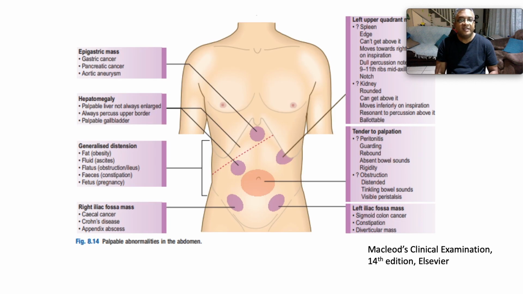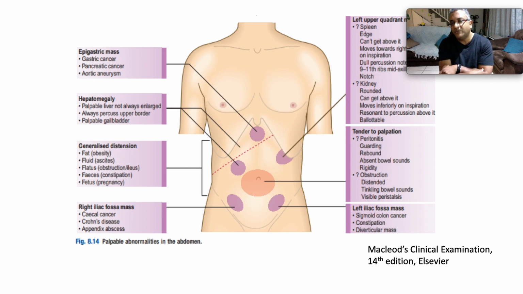All right, so these are the different palpable abnormalities we have in the abdomen. So epigastric mass speaks to gastric cancer, pancreatic cancer, aortic aneurysm, hepatosplenomegaly. Remember, a palpable liver is not always enlarged, and that's the value of determining the span of the liver. Always percuss out that upper border and check it for a palpable gallbladder.